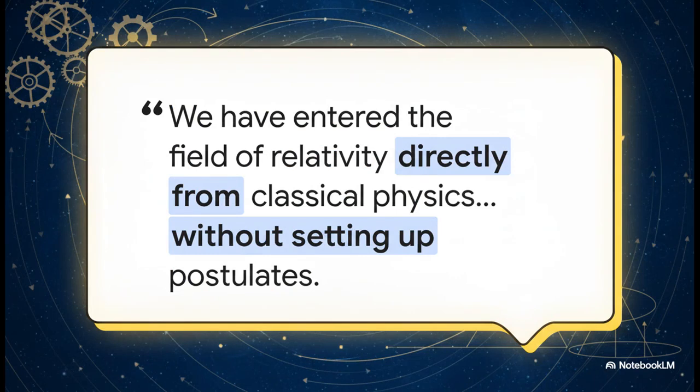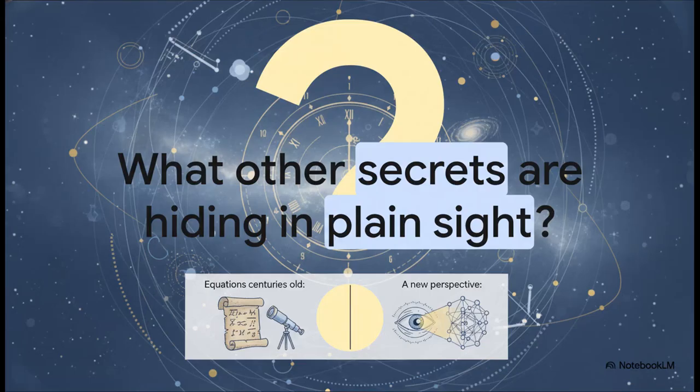And you don't have to take my word for it. The authors of the source material sum it up perfectly. They write, "We have entered the field of relativity directly from classical physics without setting up postulates or resorting to the paradoxical premises of Einstein's established interpretation." That's the whole point. It's a completely self-contained logical path. And that leaves us with a pretty incredible thought to chew on. If a law as fundamental as this was lurking inside equations we've had for centuries, it really makes you wonder, doesn't it? What other amazing secrets about our universe are sitting right there in front of us, just hiding in plain sight?